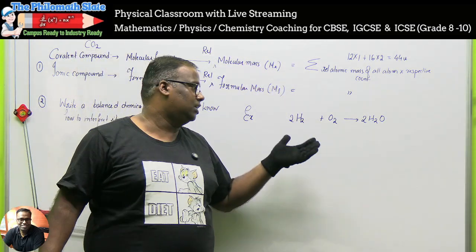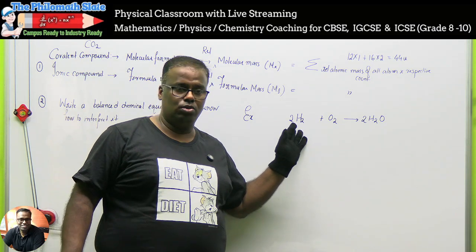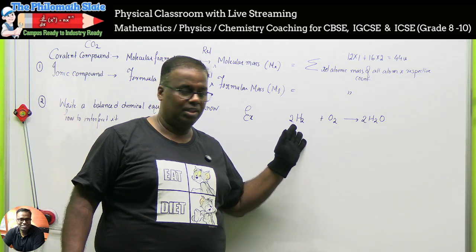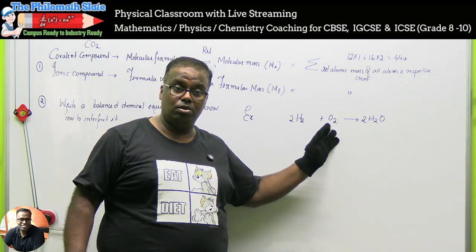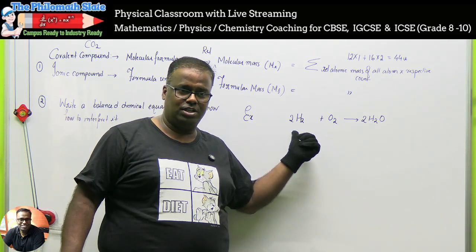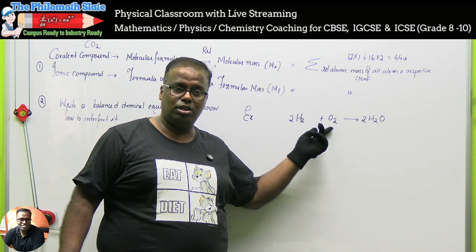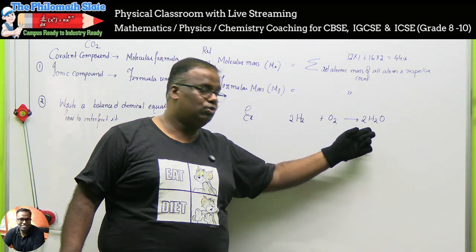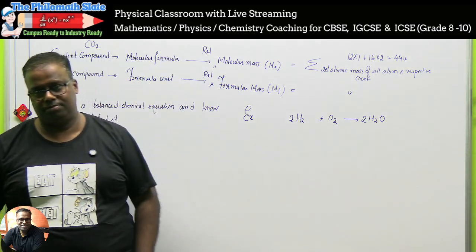So let's first understand at a basic level how to interpret this reaction. Look at what I'm reading it as. 2 molecules of hydrogen react with 1 molecule of oxygen to give 2 molecules of water. Observe each word that I'm saying. Clear?